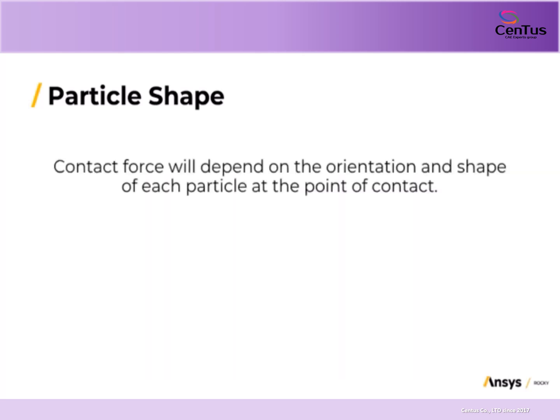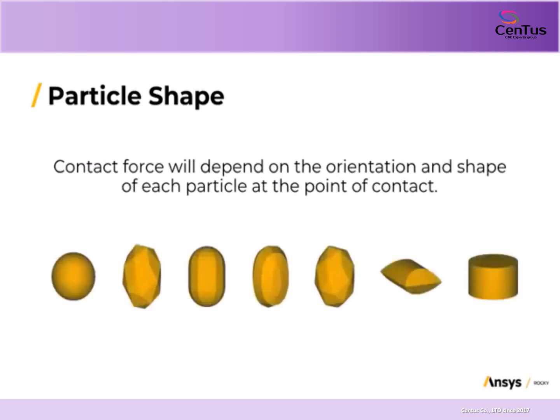When two non-spherical particles come into contact, the contact force will depend on the orientation and shape of each particle at the point of contact. This means that the contact force cannot simply be computed based on the distance between the two particles, as is the case with perfectly spherical particles, and more sophisticated contact detection algorithms are required.